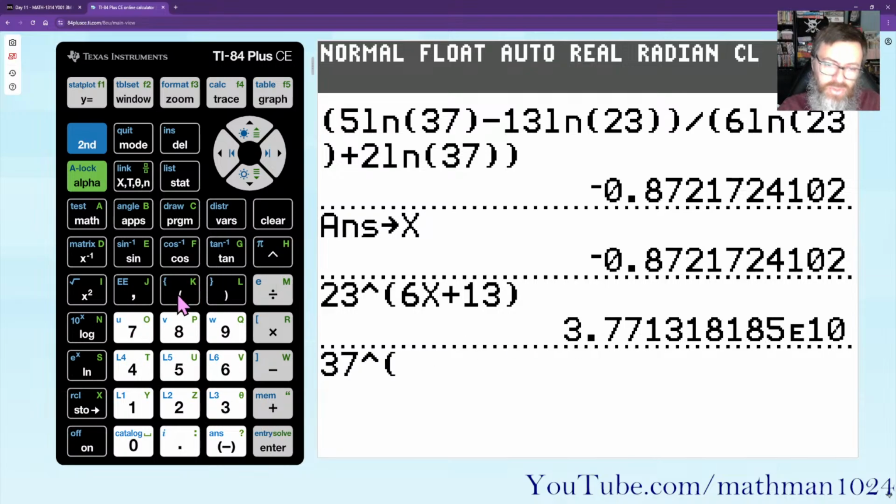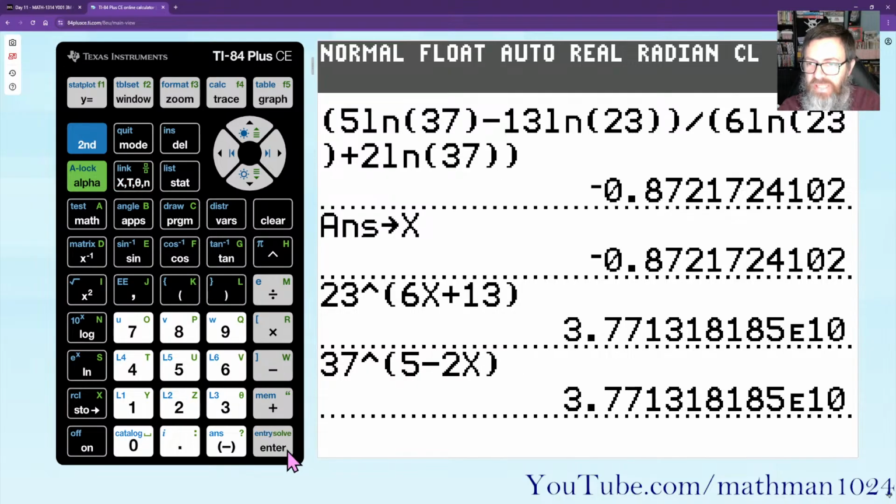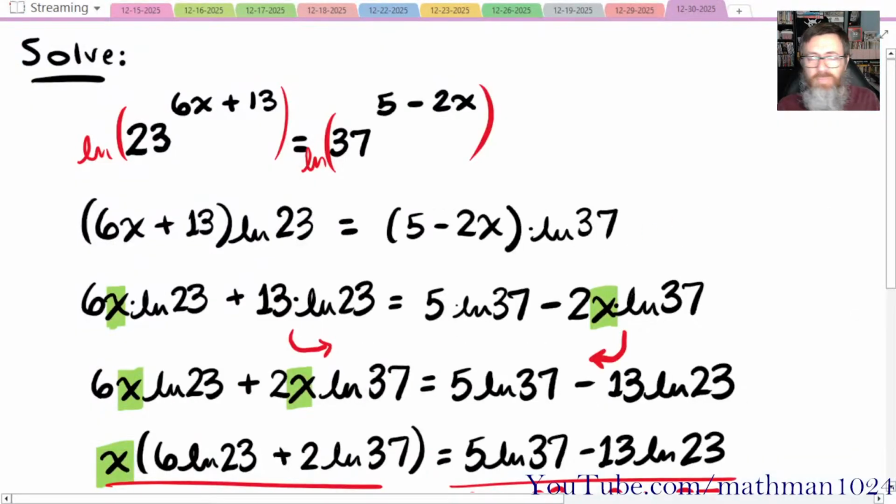37 raised to the parentheses, 5 minus 2x. And I get an equally large number. All right. So everything checks out. I feel pretty good about that. And I hope that makes sense as we go through this step by step.